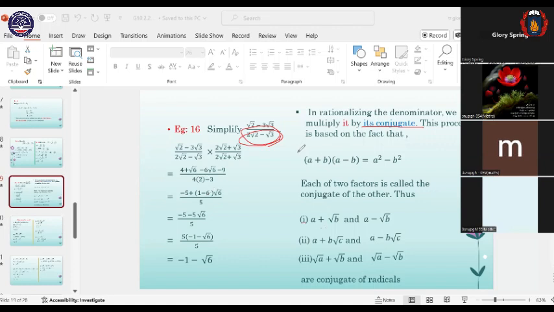A plus B, A minus B equals A square minus B square. The conjugate of A plus root B is A minus root B. The conjugate of A plus B root C is A minus B root C. The conjugate of 2a plus 2b is 2a minus 2b.